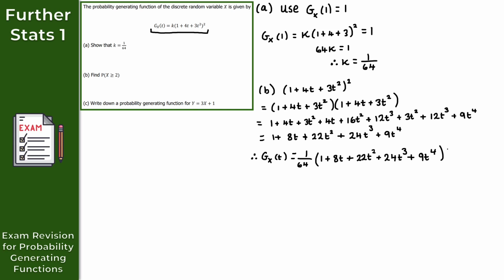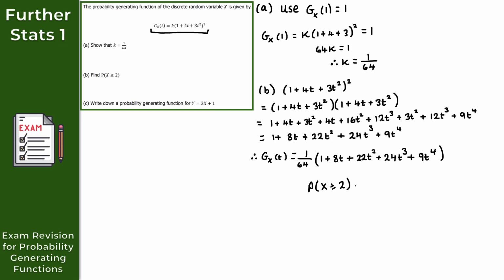Okay, like so. Now we want the probability that x is greater than or equal to 2. So the probability that x is greater than or equal to 2, like so. Then this would correspond to the powers here of 2 or greater, so 2, 3, and 4 here. So what I now need is the respective coefficients. Don't forget we times these through by 1 over 64.